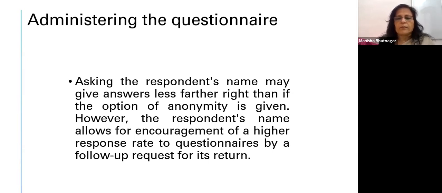And the respondent's name, of course, allows for encouragement of a higher response rate. Like if you want all the people to write, then we must ask them to write their names so that we know who has not written, who has not given the questionnaire. Otherwise it will be very difficult to find out who has not submitted his questionnaire. So the respondent's name allows for encouragement of a higher response rate by a follow-up request for its return. So who has not given, then you can ask him to give it. You can give a time slot also.